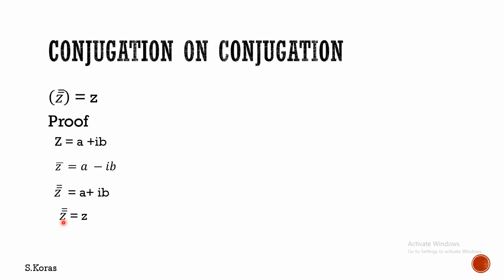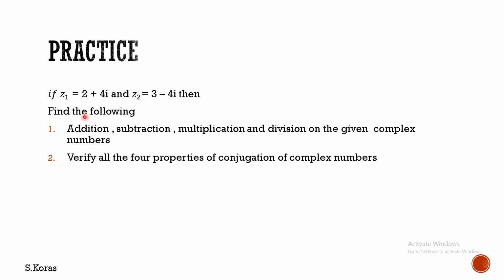So till this lesson we have studied the properties of conjugation. I request you to practice these problems: addition Z1 plus Z2, subtraction Z1 minus Z2, multiplication Z1 into Z2, and division Z1 by Z2. Moreover, verify all four properties: (Z1 plus Z2) the whole bar is equal to Z1 bar plus Z2 bar, then (Z1 minus Z2) the whole bar is equal to Z1 bar minus Z2 bar, then (Z1 into Z2) the whole bar is equal to Z1 bar into Z2 bar, and (Z1 by Z2) the whole bar is equal to Z1 bar divided by Z2 bar.